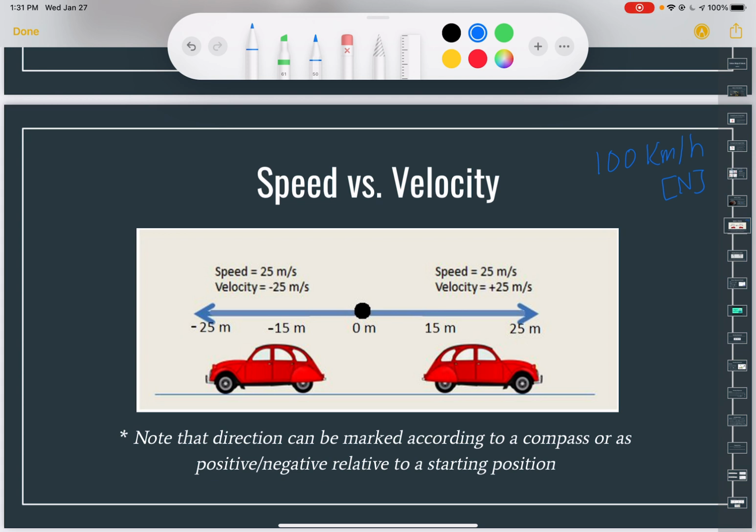Another way that I could write that is writing 100 kilometers an hour and then putting a positive in front of it. So using positives or negatives, they basically denote what direction you're going. And a positive means you're going north or east, and a negative means you're going south or west. Okay?